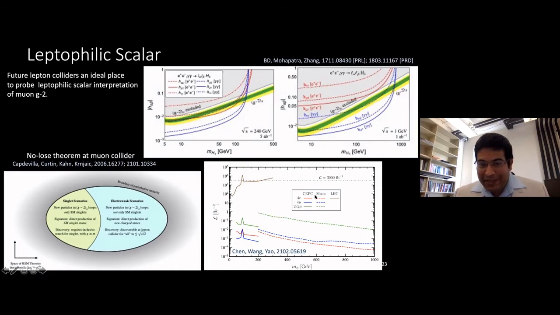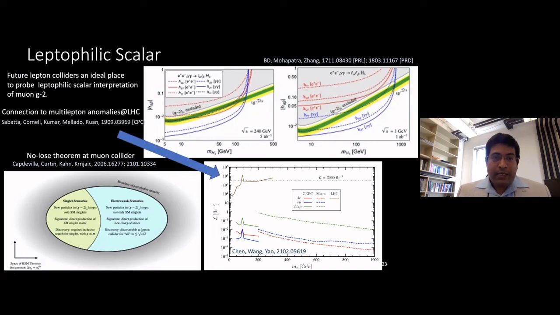There is also a recent paper which gives the sensitivity from both the future lepton collider, the high luminosity LHC, and a muon collider. This comparison plot shows how you can probe this leptophilic scalar parameter space, and how much luminosity you need to probe it. It turns out that if you have a future lepton collider like e+e-, or a muon collider, then you can really probe a large part of the parameter space of the leptophilic scalar. And this could also have some connection to the multi-lepton anomalies that I mentioned earlier. Both the multi-lepton anomalies and the muon g-2 can be correlated if you have this kind of leptophilic scalar.